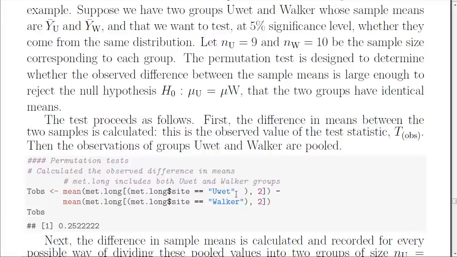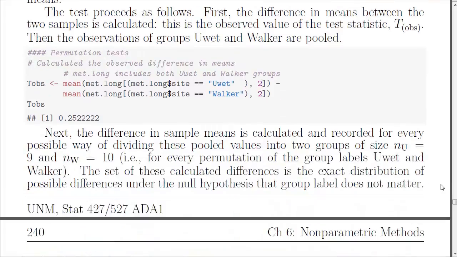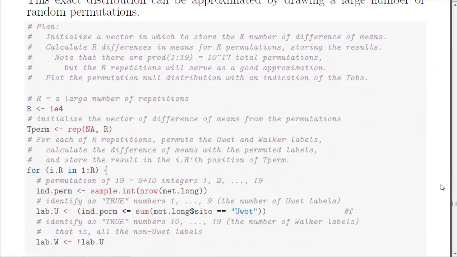But now I'm going to permute the labels of UWet and Walker among the 19 observations to get random subsets that are assigned to the UWet label, samples of size 9, and then samples of size 10, which are randomly assigned the Walker label. Take those differences; we should expect that they're going to be centered at 0 and will have some variability. Then we're going to ask the question, is 0.25 unusual under the null hypothesis, which is the standard way that we assess hypothesis tests, whether we use the t-distribution or other distributions.